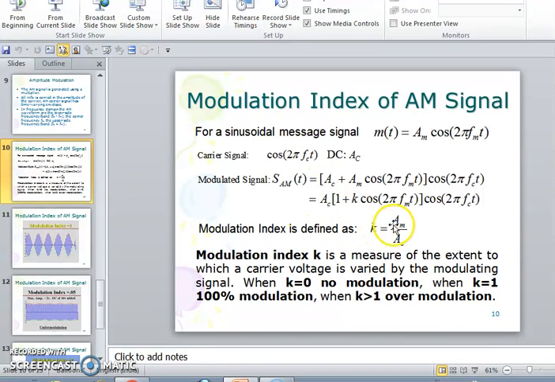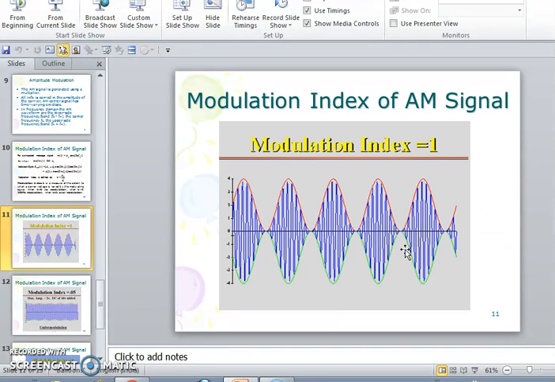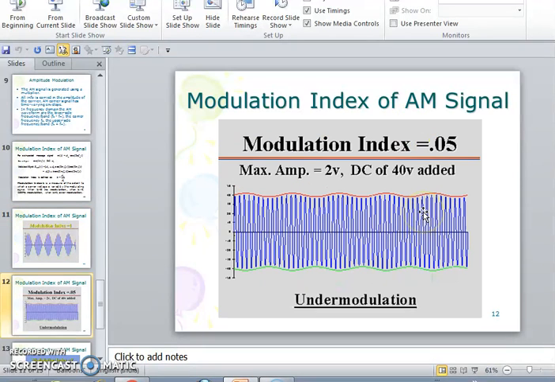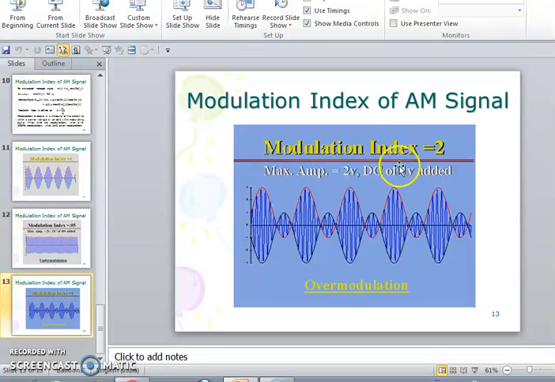So the modulation index formula is k equal to the amplitude of the message signal divided by the amplitude of the carrier signal. The modulation index of the AM signal appears like this when it is 1. You can see the figure. When the modulation index is less than 1, for example 0.5, or 50%, the under modulation is like this. And here you can see the over modulation. When the modulation index is greater than 1, it leads to distortion. Thank you.